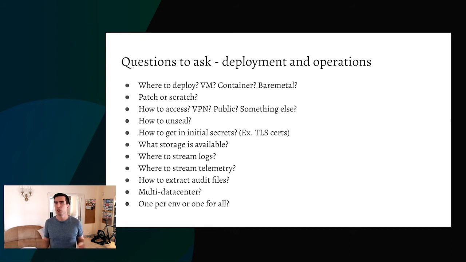By that, I mean, will you do a immutable infrastructure thing where you bake the golden image and just redeploy the new golden image that already has everything inside? Or will you constantly update your installation by logging in via some automated tool and installing updates and stuff like that? How do you access it? Will it be available on VPN or on the internet? How do you unseal? How do you get initial secrets like TLS certificates for TLS termination, for instance?